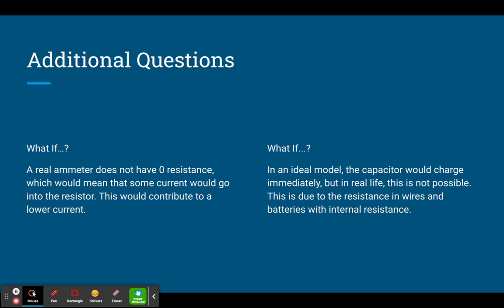And the second question is, what if you were doing this experiment in real life and used a real battery to charge a real capacitor with no resistance in the circuit? How quickly would our ideal model predict the capacitor to reach full charge? Would this prediction happen in real life? So in an ideal model, the capacitor would charge immediately, but in real life, this is not possible. This is due to the resistance in the wires and the batteries with internal resistance.